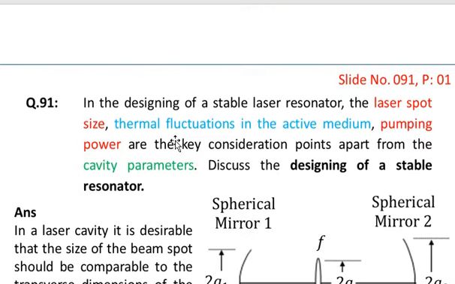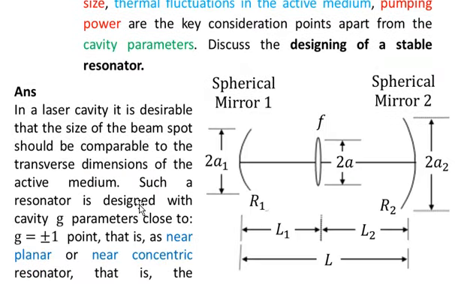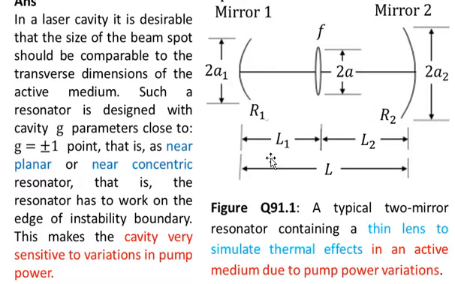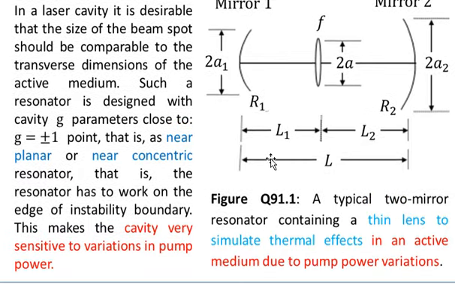Question: in the designing of a stable laser resonator, the laser spot size, thermal fluctuations in the active medium, and pumping power are the key consideration points apart from the cavity parameters. Discuss the designing of a stable resonator. The answer is, so before I answer, let me have a look at figure number 1.